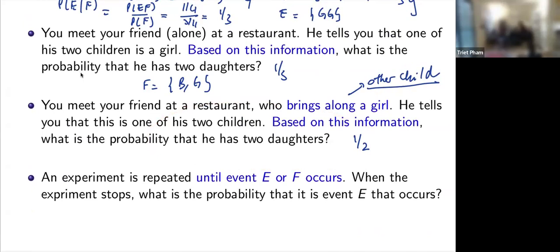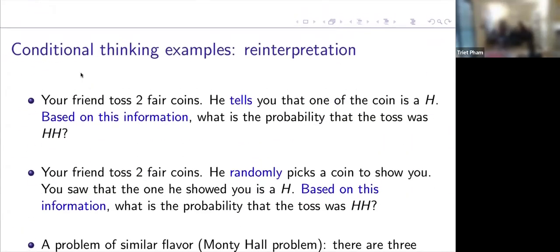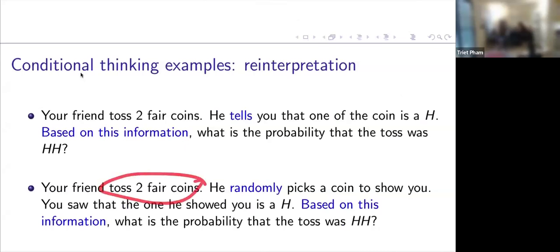In fact, notice I highlight this word here. In the second experiment, your friend has to randomly pick a coin to show you, and then you see that it's a head. It's not like he picked the first coin to show you. I guess that's the same thing too. Well, you can think about it. But here, you can also have the third bullet point where your friend tossed two coins and he picks the first coin to show you. That's what you guys are thinking of.